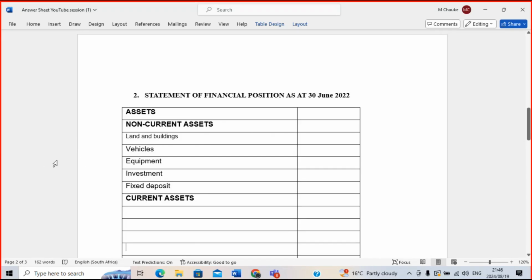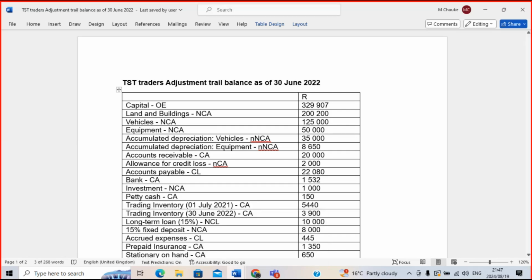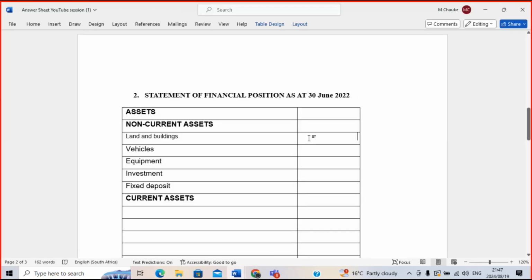So now let's go and identify the amounts. Let's start with the London building. London building, I've got 200,200, right? So we go there, we put it there, 200,200.